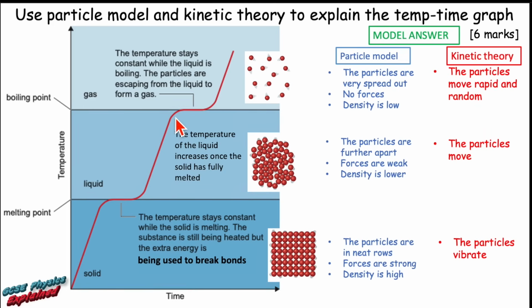Now, once the liquid evaporates or boils into a gas, the particles now get arranged like that. So the particle model, we say the particles are very spread out. There's no forces between the particles. The density is low. Kinetic theory, we say the particles move in a rapid and random motion.